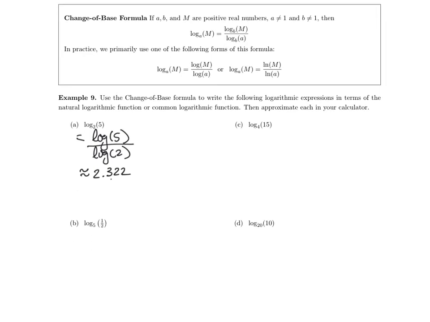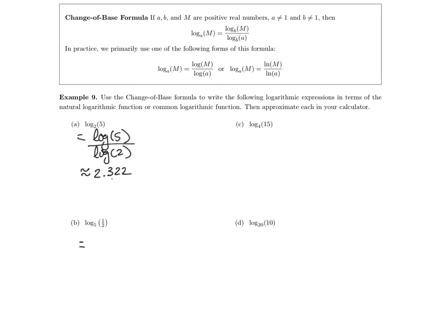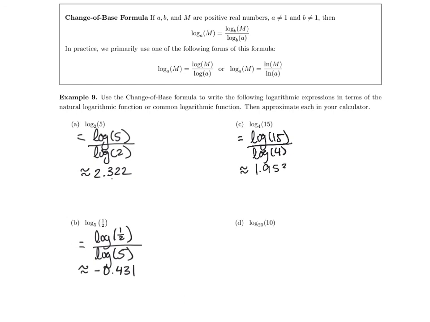So let's try it again. Problem B here would become log of 1/2 divided by log of 5, since that's what my base was. I plug this into my calculator, and I get negative 0.431. Let's do this once more. If I try this with problem C, I get log of 15 divided by log of 4. Now I can put this into my calculator, and I get about 1.953. I'm going to leave problem D for you to do in the Go Formative.